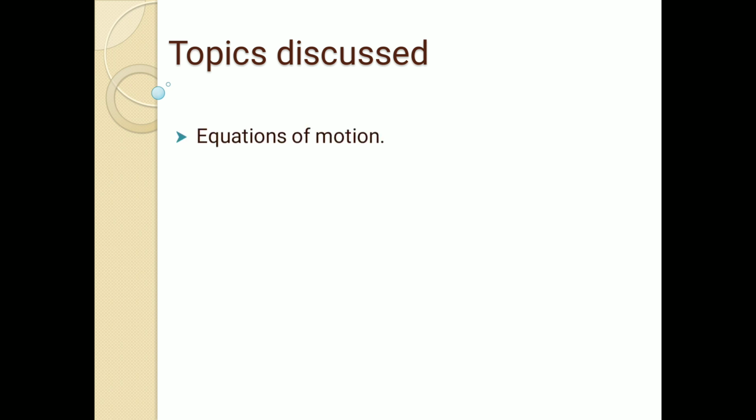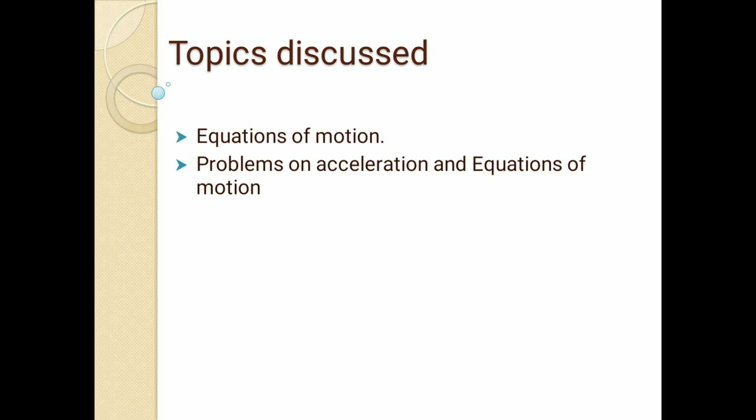Okay. So now we came to the end of the session. Topics discussed: today we have discussed three equations of motion and problems on acceleration and equations of motion. So the three equations of motion are: first equation of motion, v is equal to u plus at. Second equation of motion, s is equal to ut plus half at square. Third equation of motion, 2as is equal to v square minus u square. So these three equations of motion you have to remember. Is it clear?